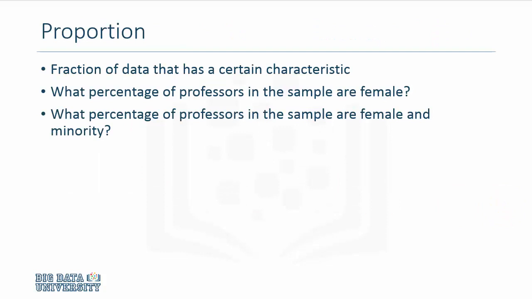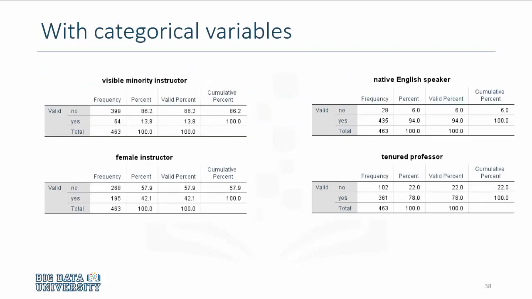For categorical variables, we compute proportions, trying to determine the fraction. So a question would be, what percentage of professors teaching at a university are female professors? So that's a proportion or fraction, and we compute this for categorical variables. So in our data set, if you want to know what percentage of professors were visible minority instructors, you can compute that. So in this case, it's 13.8%.